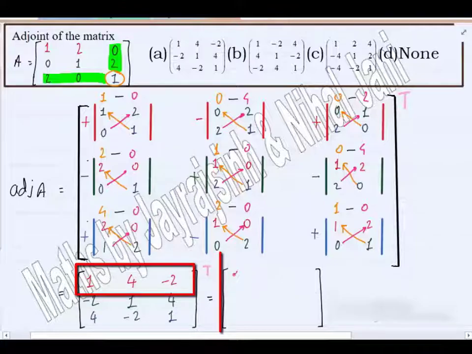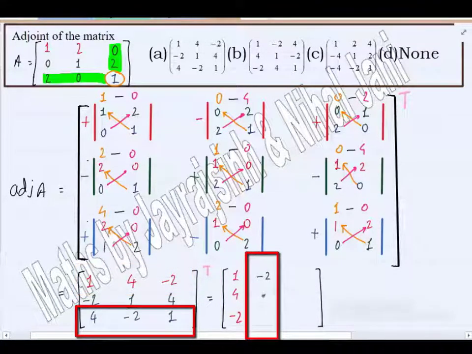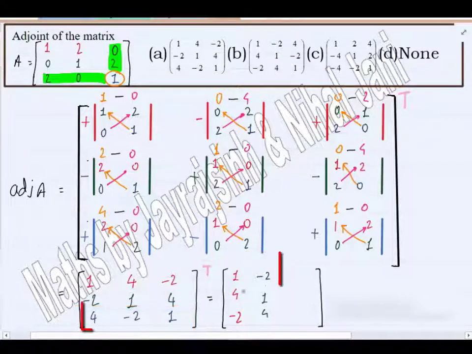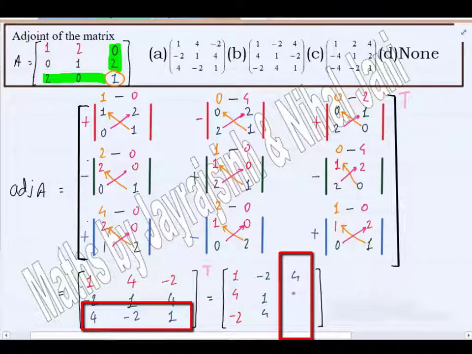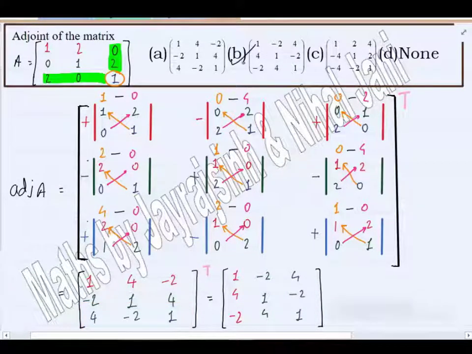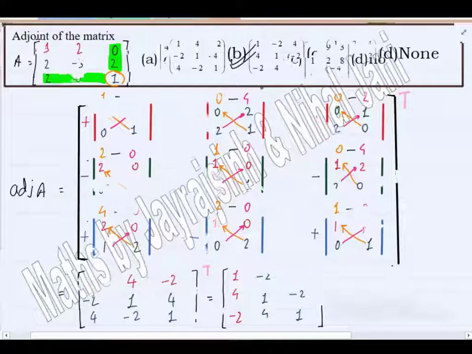Your first row will become your first column, then second column minus 1, 2, 4, which is your second row. The last column minus 2, 1. Tada! Option B is your final answer.